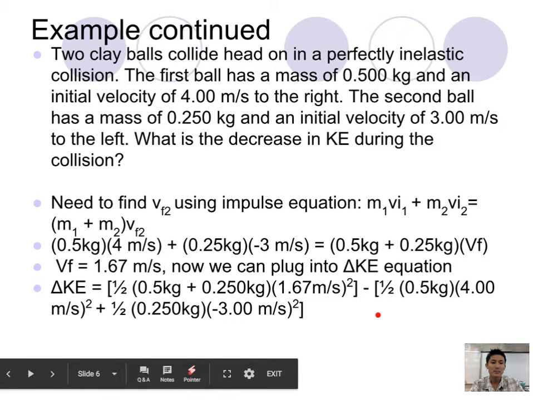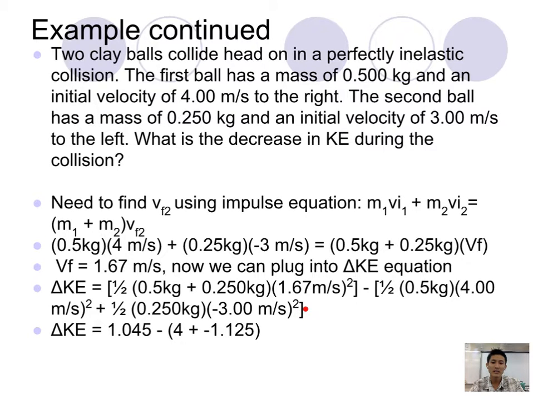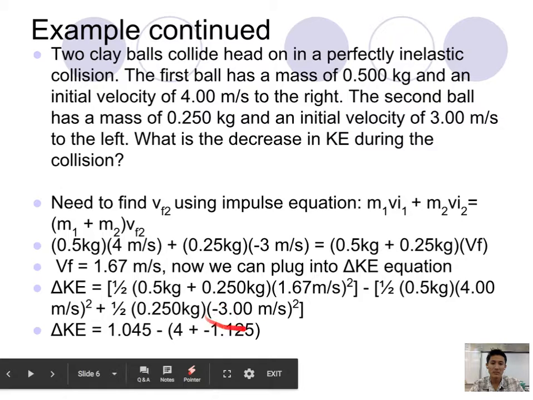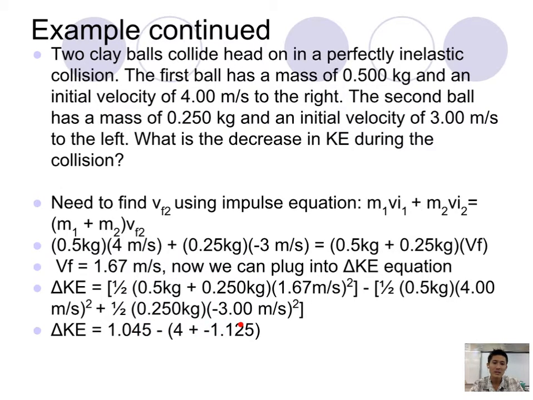Notice I substituted it right here. Don't forget to square the velocities. And eventually you would find your kinetic energy, and notice this is our final minus initial, that's why I have parentheses around the last two, the 4 and the -1.125, that's our initial and our final. I have to do the parentheses first, and I would get -1.83 joules. So notice the decrease in kinetic energy in this collision would be -1.83 joules. That's how you would figure out the change in kinetic energy for an inelastic collision.